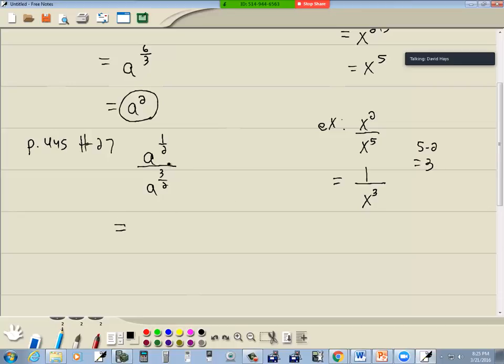Well, this is no different. We have a to a power over a to a power, so we're going to subtract the smaller exponent from the larger one. So 3 halves minus 1 half gives us 2 halves, which gives us 1. So we're going to have a to the first power where our larger exponent was, which was on the bottom. And then I'll put a placeholder of 1 here, which then simply gives us 1 over a.